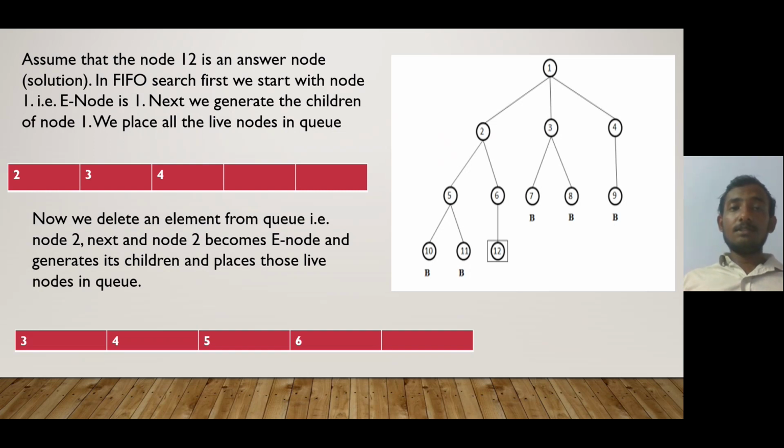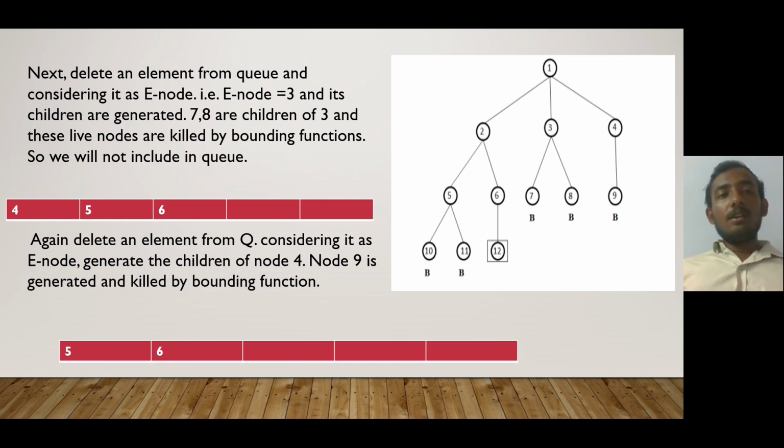In FIFO, first we start with the E-node, that is node 1. We generate the children of node 1. We place all the live nodes in the queue, that is 2, 3, and 4. Now we delete an element from the queue, that is node 2. Node 2 becomes the E-node and generates its children and places those live nodes in the queue. Next, we delete an element from the queue and consider it as the E-node, that is node 3, and its children 7 and 8 are generated. These live nodes are killed by bounding functions, so we will not include them in the queue.